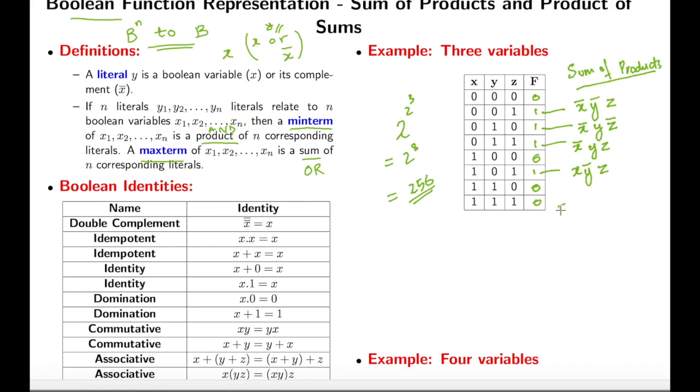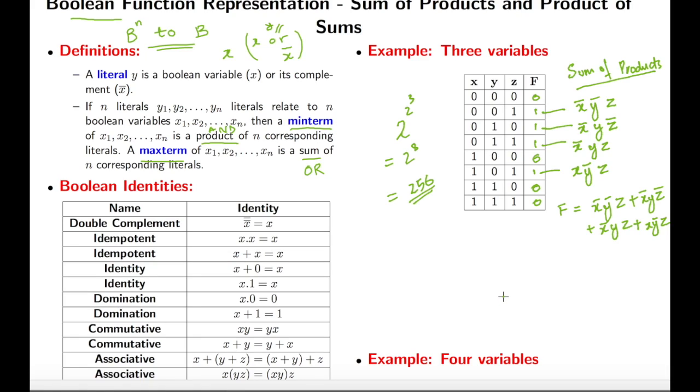So my function f is equal to x bar y bar z plus x bar y z bar plus x bar y z plus x y bar z.